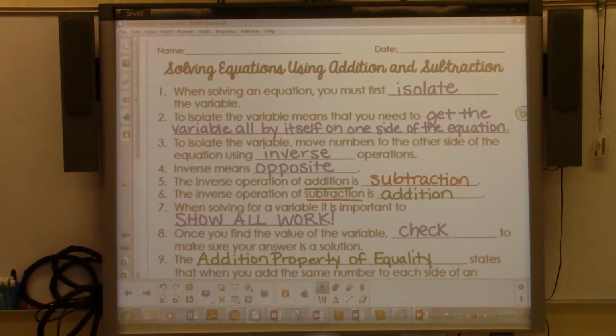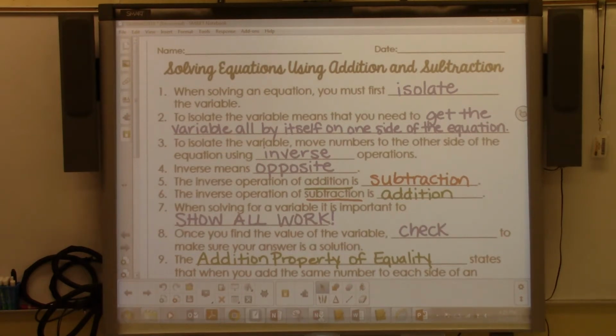To isolate the variable literally means that you need to get the variable all by itself, so it's alone on one side of the equation. To isolate the variable, first you want to move numbers to the other side of the equation by using an inverse operation. Inverse means opposite. The inverse operation of addition is subtraction. The inverse operation of subtraction is, you guessed it, addition.